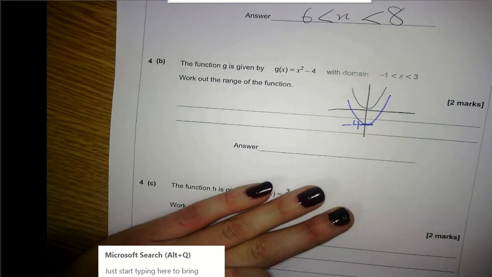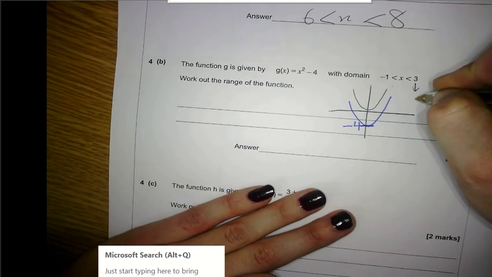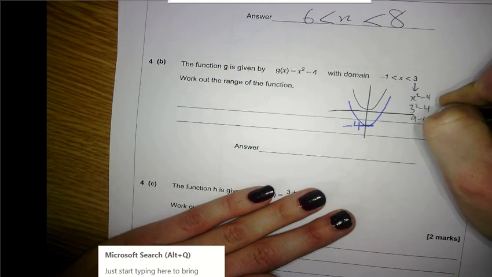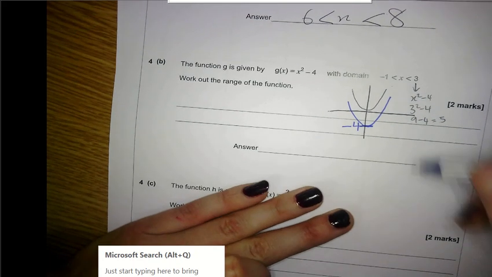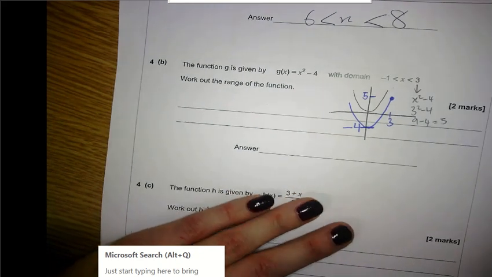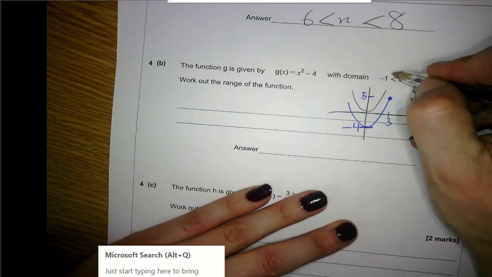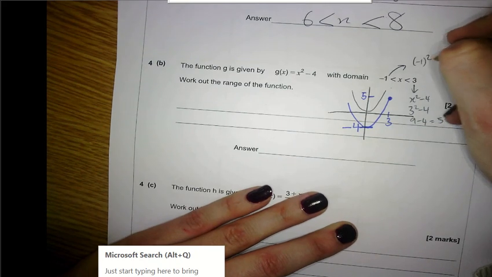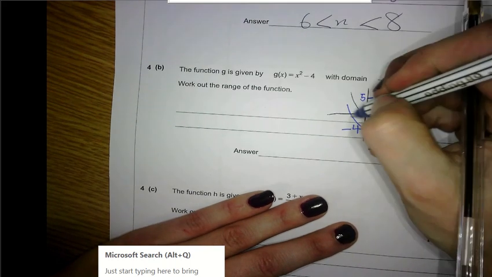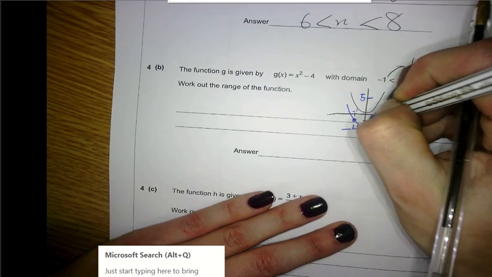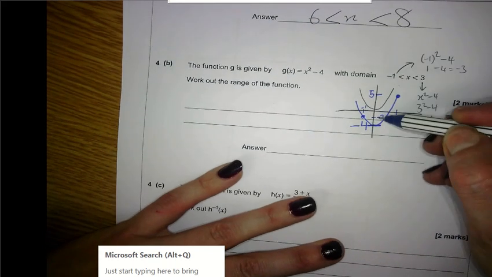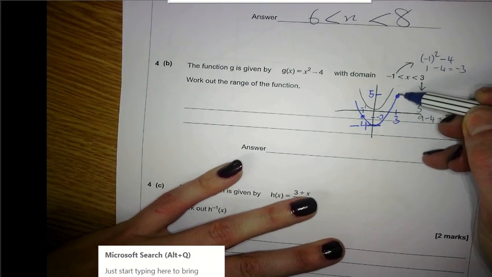So I'm going to work out what y is when x is 3. x squared minus 4 would be 3 squared minus 4, which is 9 minus 4, which is 5. So when x is 3, y is 5. And then let's see what happens when x is -1. (-1) squared minus 4 is 1, take away 4 is -3. So when x is -1, y is -3. So my graph goes from -3, then down to -4, and then up to 5.